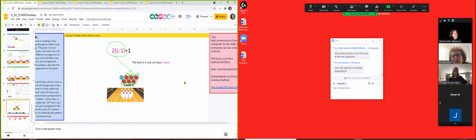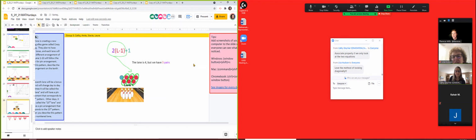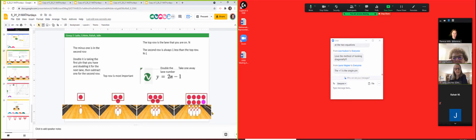And so where's the plus 1 again? And I would maybe even call that turquoise pin. So the plus 1 is the single pin, whereas just a few minutes ago on slide 27, the minus 1 was the single pin. And so then we get into talking about what's most important. Is it the top row? Is it the lane? Is it the change in that value?